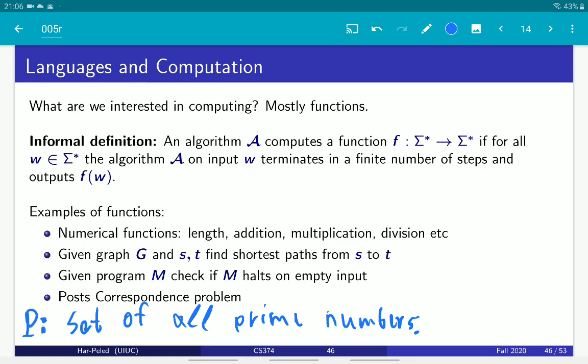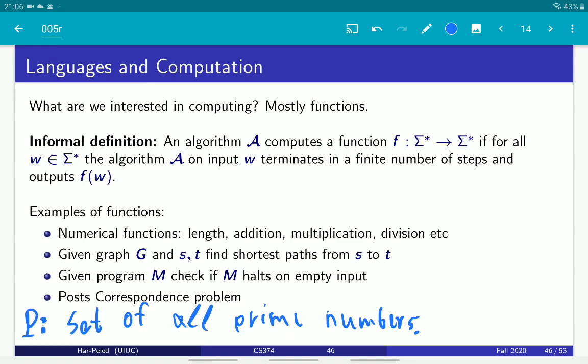Okay, and of course, this mapping between problems, or if you want, the yes/no questions, and languages is bidirectional. Because given a problem, I can immediately define a language which is all strings for which the answer is yes for the problem. And given a language, a set of strings, I can define the problem which is, given a string, is it in the language or not? So speaking about languages is really speaking about decision problems. Given an input, does it have a certain property or not? So that's why we care about languages.